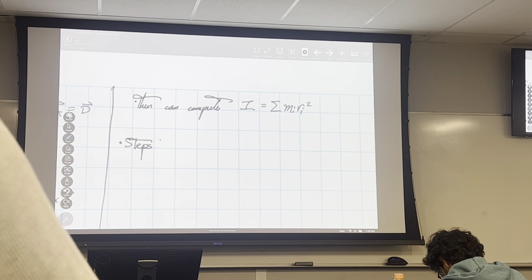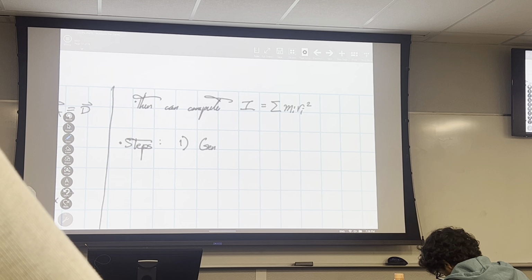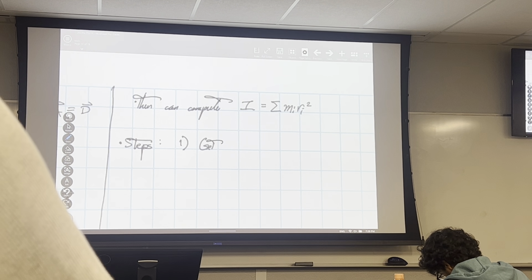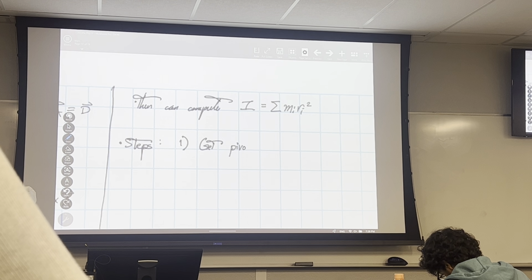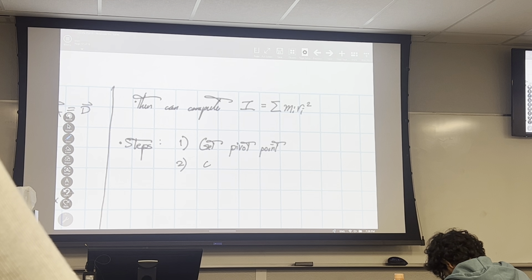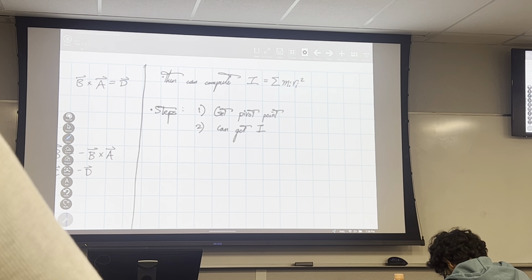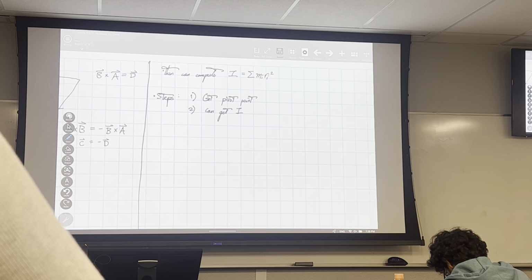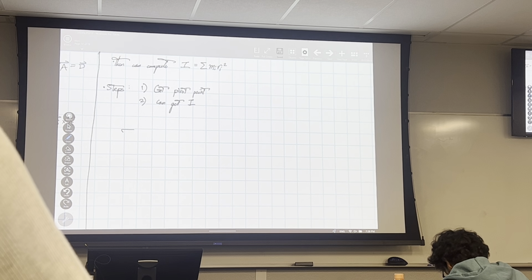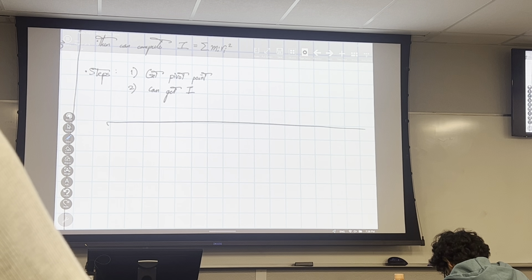So let's list the steps. One is to get, we'll call it pivot point because it's shorter than rotation point. Once you get the pivot point, then and only then can you actually get the moment of inertia I. And let's do that as an example.